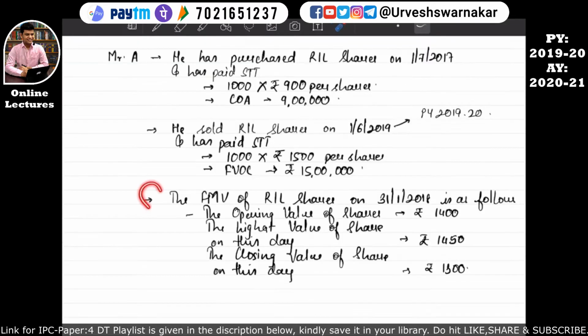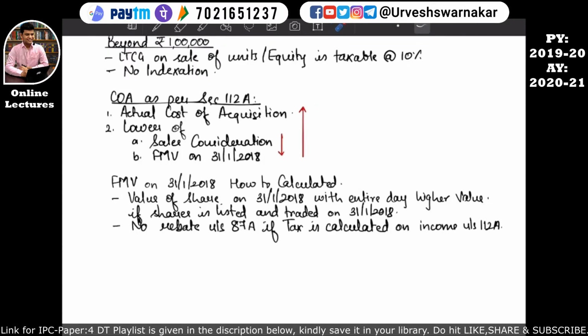In order to understand this, come into the notes now. Over here, fair market value as on 31st January 2018 is written, and here the method of calculation is given. Fair market value as on 31st January 2018, how to calculate.